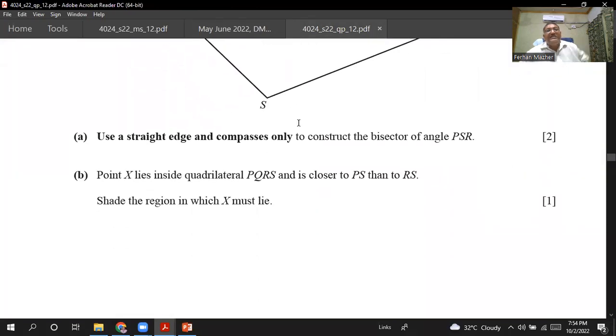Then the next question is: the point X lies inside the quadrilateral PQRS.